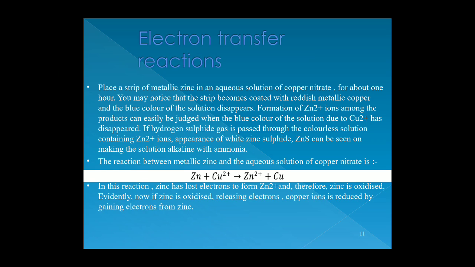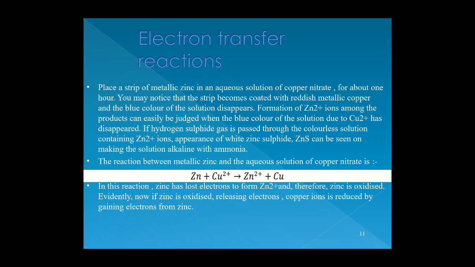Now, we will explain on the basis of electron transfer. Place a strip of metallic zinc in an aqueous solution of copper nitrate. Zinc in a copper nitrate. For about 1 hour, you may notice that the strip becomes coated with reddish metallic copper and the blue color of the solution disappears. Formation of zinc ion among the products can easily be judged when the blue color of the solution due to cupric has disappeared.